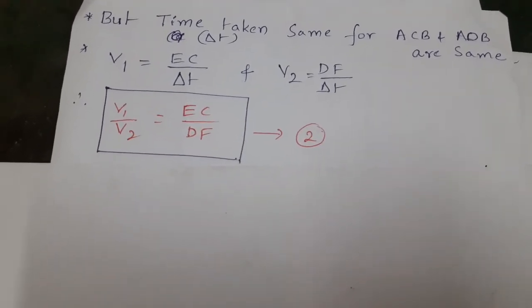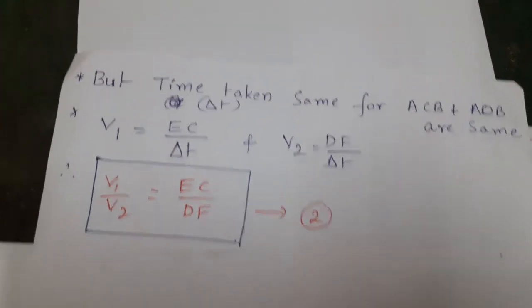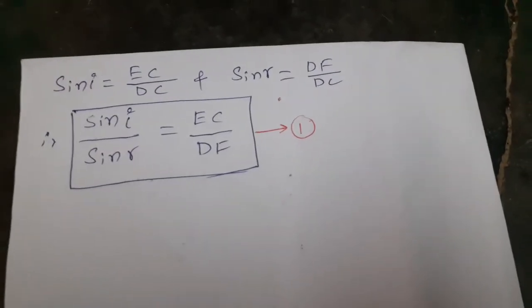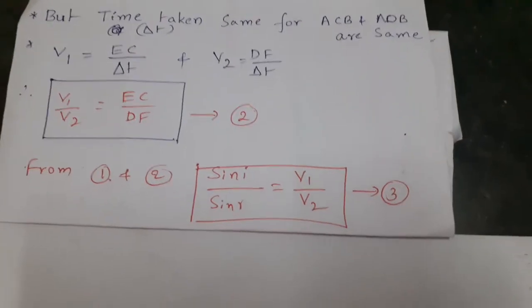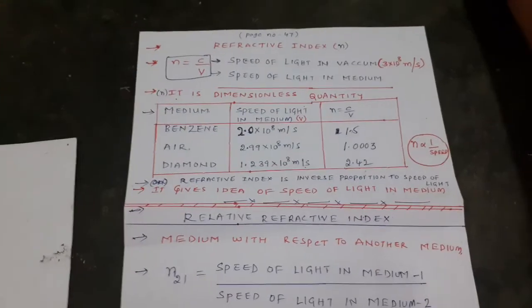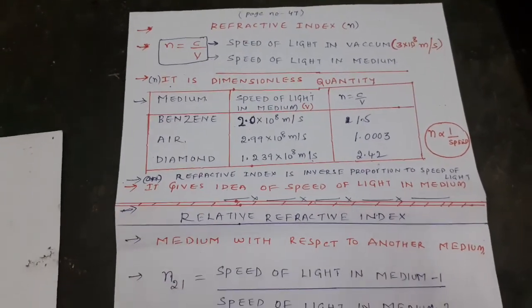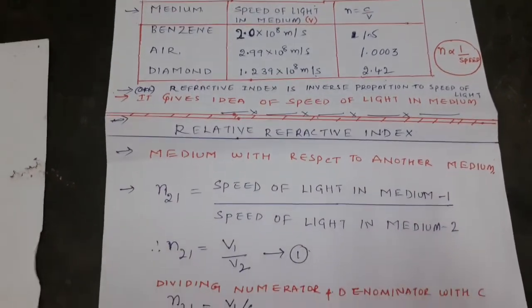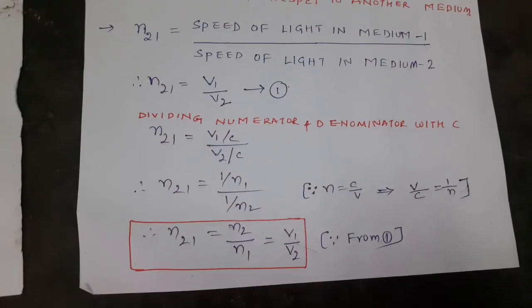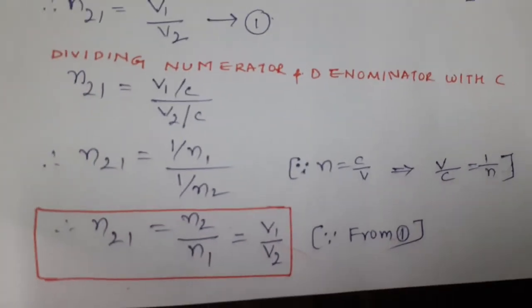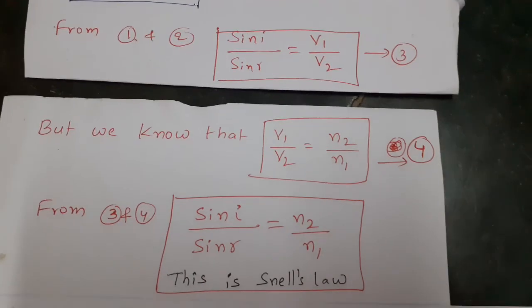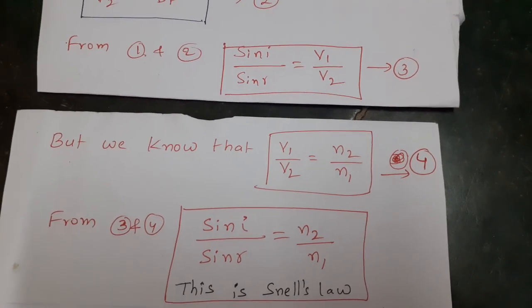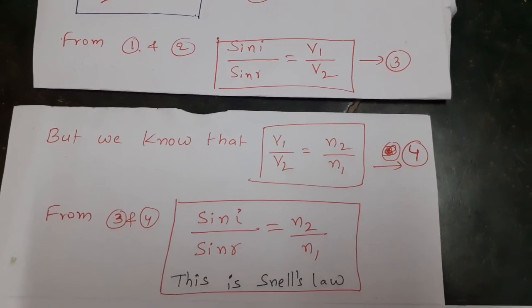Then you can get V1 by V2 is equal to EC by DF. But we have already calculated sin I by sin R is equal to EC by DF, that is 1, and this is 2. So from 1 and 2 you can get sin I by sin R equal to V1 by V2. But I have already explained in the previous video about refractive index and relative refractive index. In that we got N2 by N1 equal to V1 by V2. So take it as 4, V1 by V2 equal to N2 by N1. So from 3 and 4 we can get sin I by sin R equal to N2 by N1. This is Snell's law.